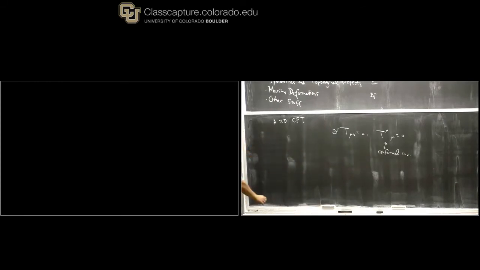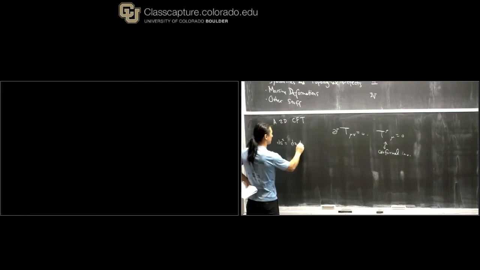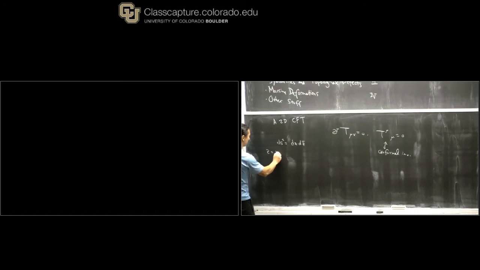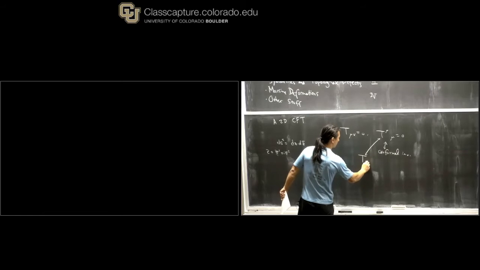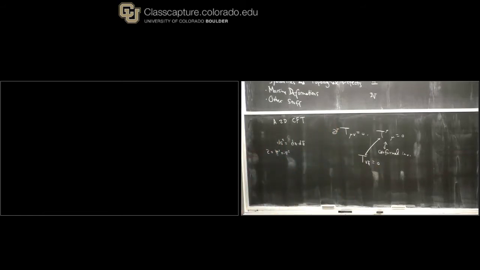That's easy to see. If we work in, let's say, Euclidean space, write the line element in this way, dz dz bar in Euclidean signature. So z is, say, I use the convention sigma 1 plus i sigma 2, where sigma 1 and sigma 2 are the usual Euclidean coordinates in two-dimensional Euclidean space, and z is a complex coordinate. This condition is a statement that the component T_{z z bar} is equal to 0.